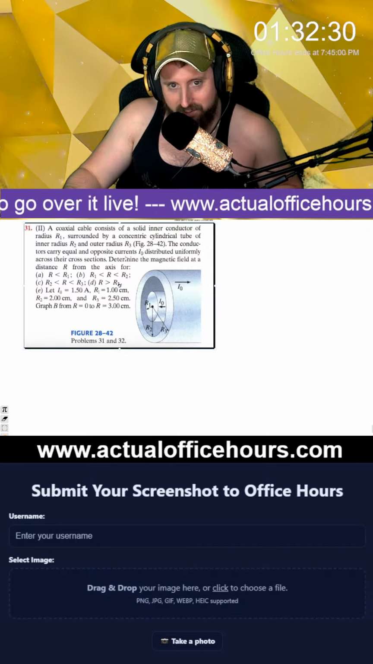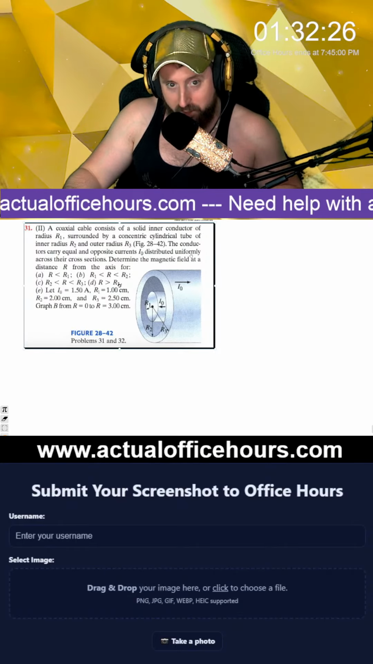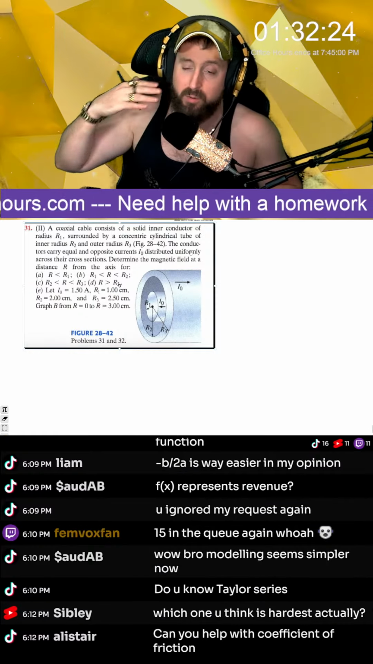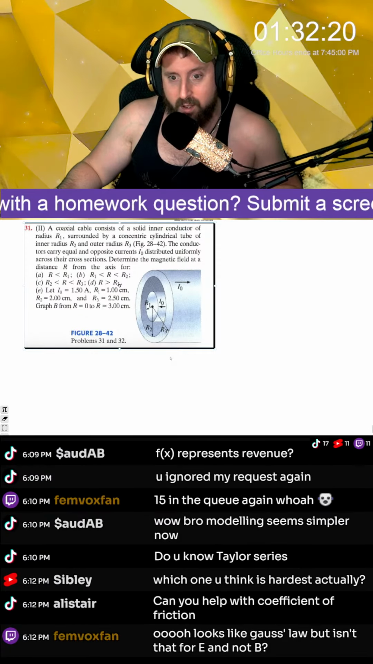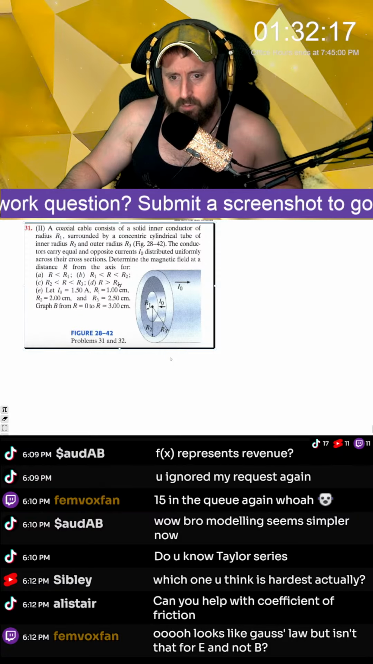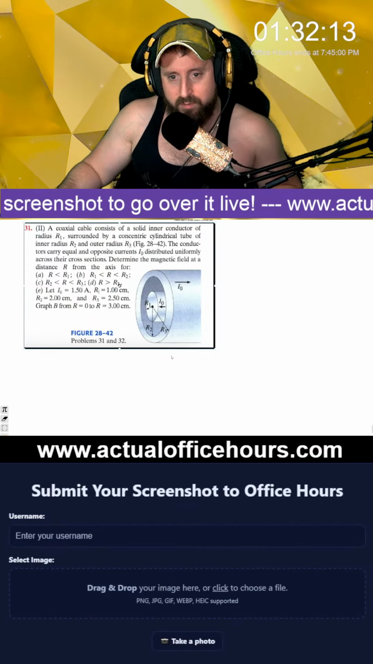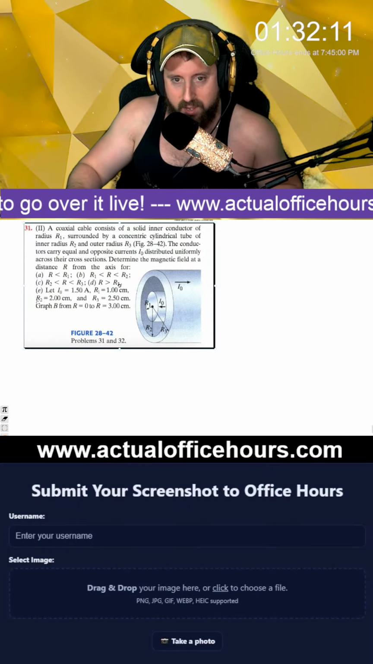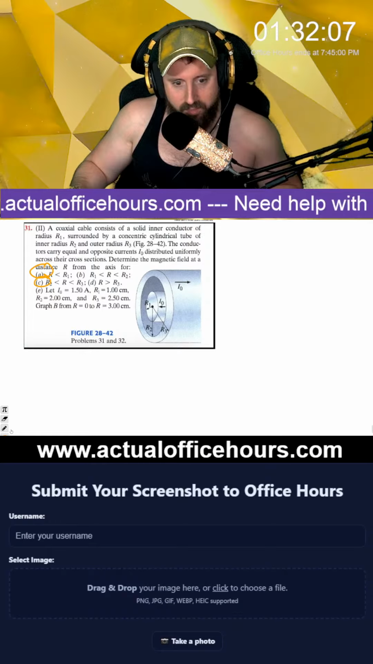Okay, wait. The conductors carry equal and opposite currents, distributed uniformly across their cross sections. Determine the magnetic field at a distance R between R1 and R2? I would say the most difficult ones are probably question A and question C, I think.